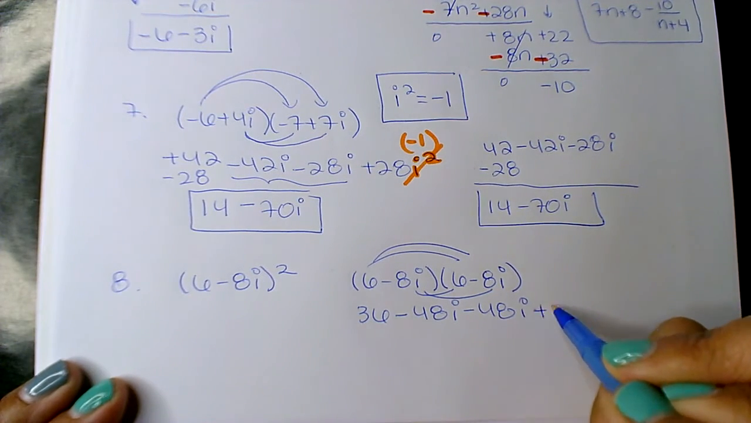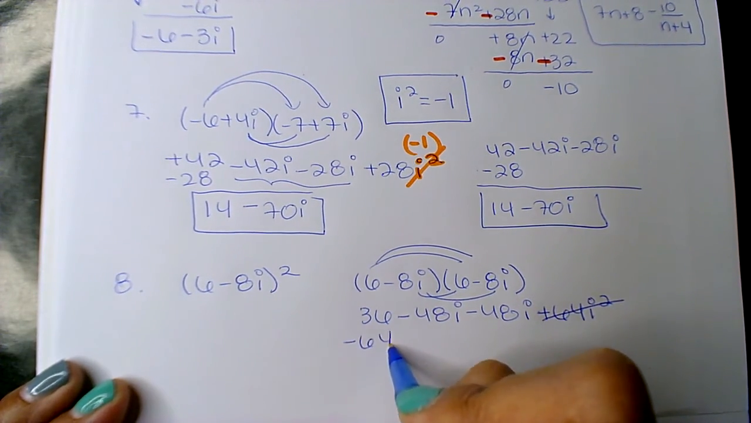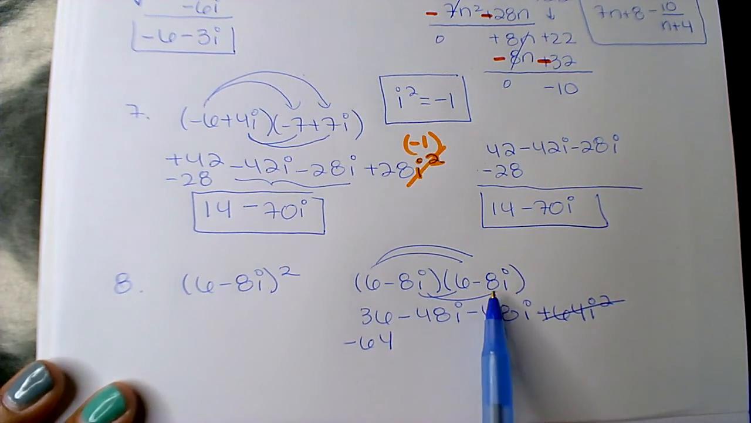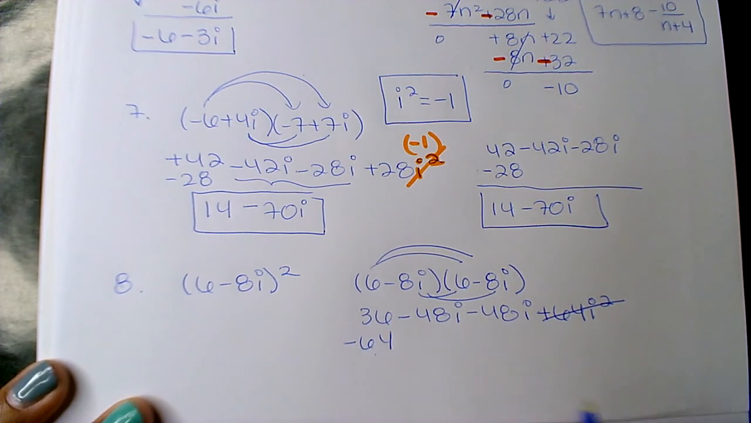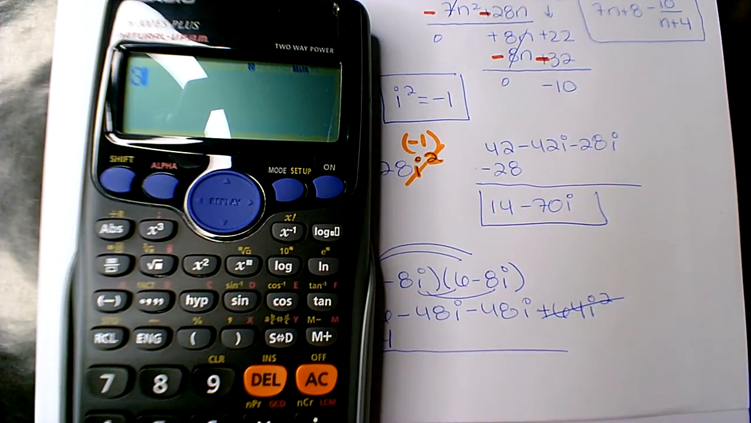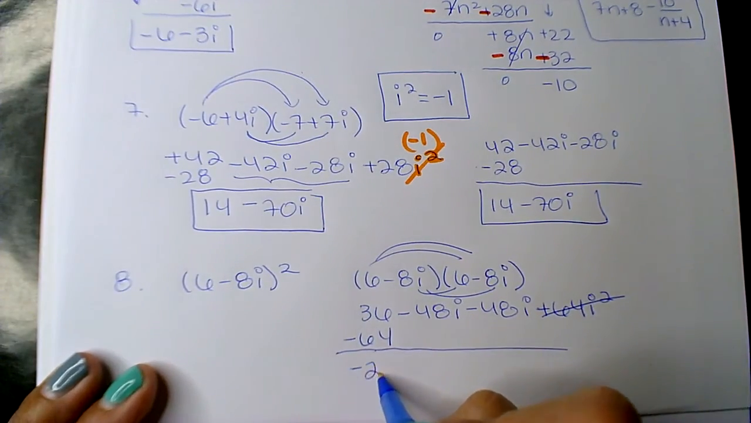Okay, it's going to be a positive 64i squared, but really it's going to be a negative 64, right? Because i squared is equivalent to negative 1. 64 times negative 1 is negative 64, right? So whatever negative 8 times negative 8, if it's positive, switch the sign. It's a real number that's going to combine with the other. And so grab a calculator. 36 minus 64 gives me negative 28.